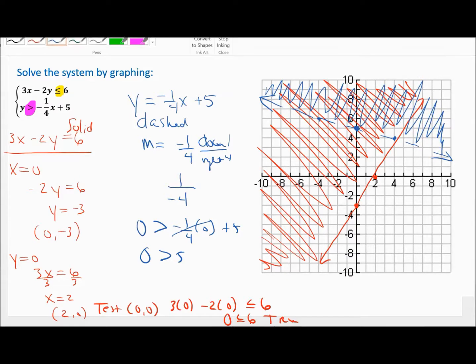Now, my final answer is what's shaded in both colors. So if you'll look, this is all shaded in both colors, all the way until you get to the red, shaded in both, and there you go. So this highlighted region that I got here, that is your final answer. It's what's shaded in both colors.